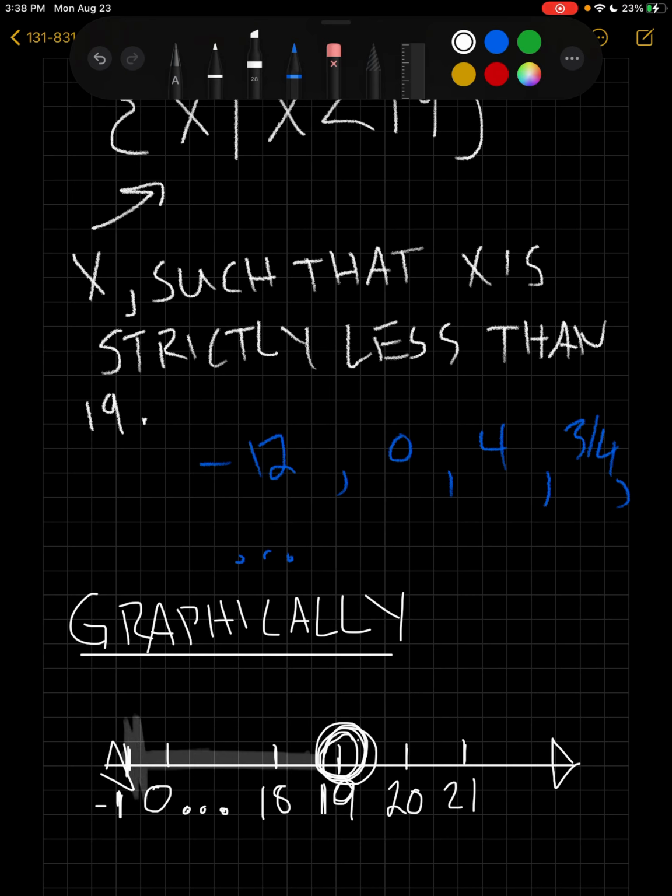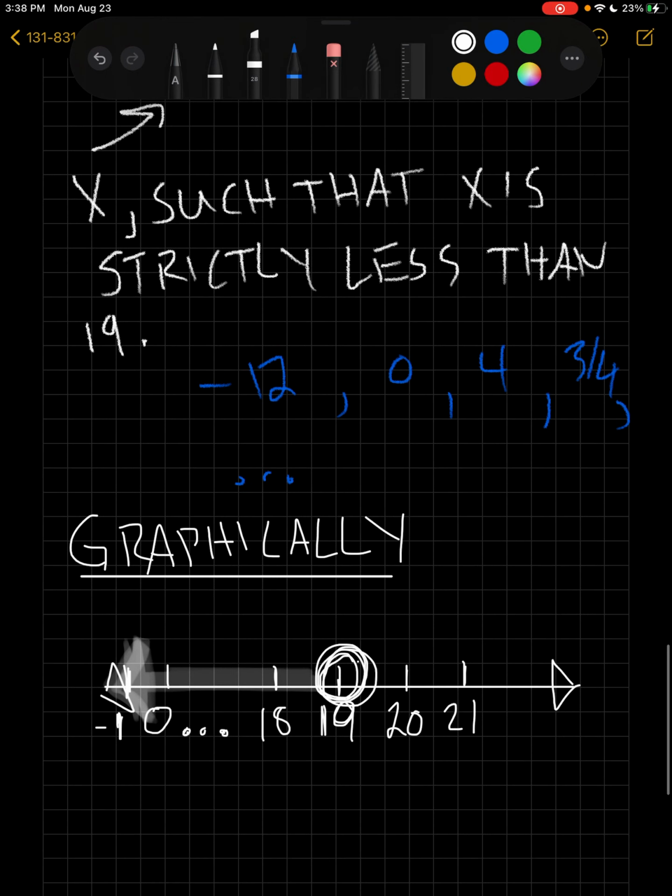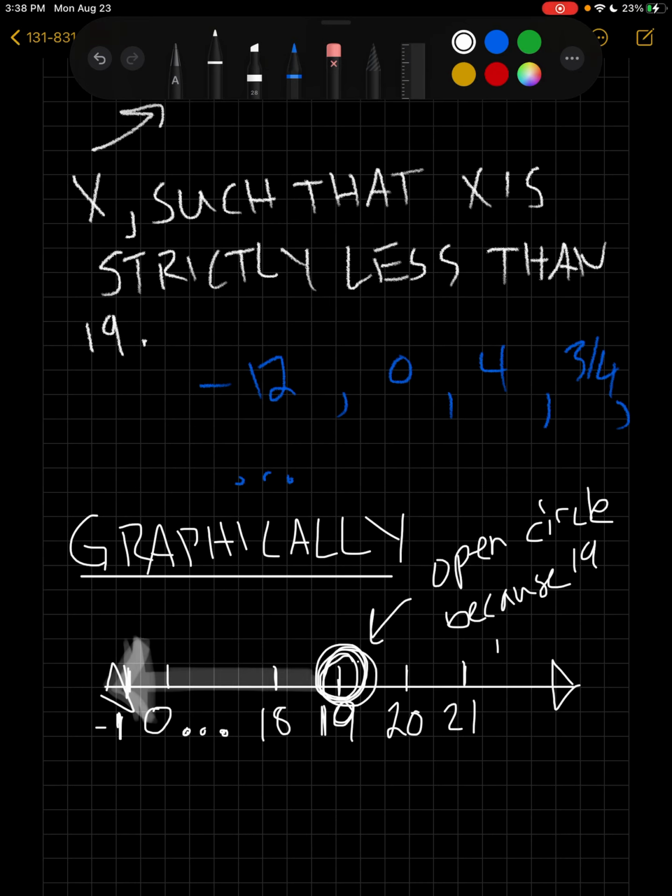So what this is saying, when I'm highlighting here, is that 18 is an answer, negative 12 is an answer, 0 is an answer, 4 is an answer, all those numbers we listed before. In fact, any number to the left of 19 is going to be smaller than 19 on the number line. And I'm using an open circle here because 19 is not included in our answer.